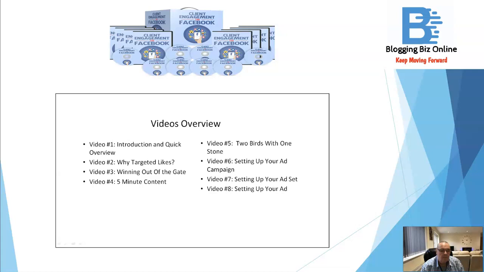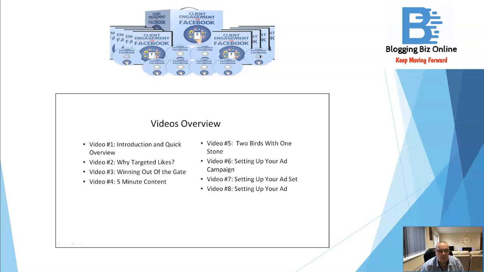Video number 3, we're going to talk about what it means to take that data that you have received and then apply it to the more expensive markets so that you can actually win out of the gate. Video number 4, we'll talk about how to create content fast, so 5-minute content. In other words, how to create content that actually converts. Video number 5, we're going to talk about 2 birds with 1 stone, which is basically a conversion factor. So we talked about how to create content. How do we know what content is going to convert into sales, into leads, into profits? So we'll talk about that.